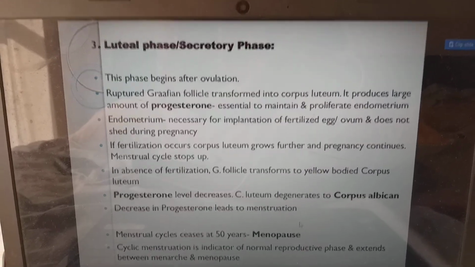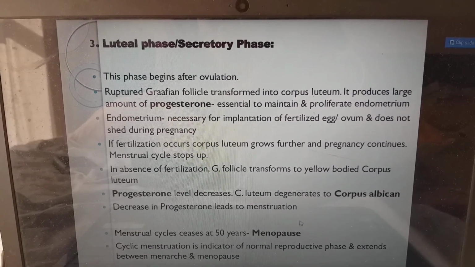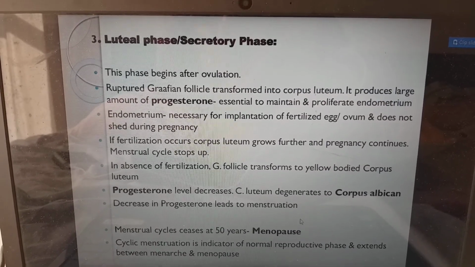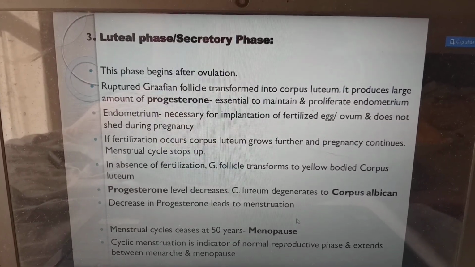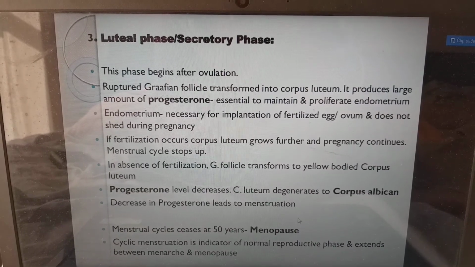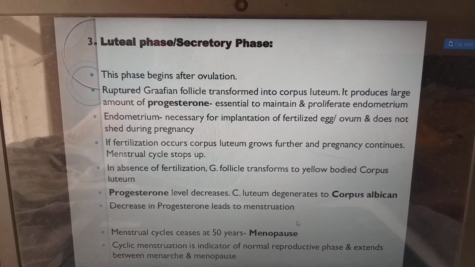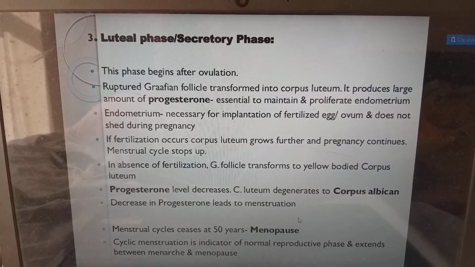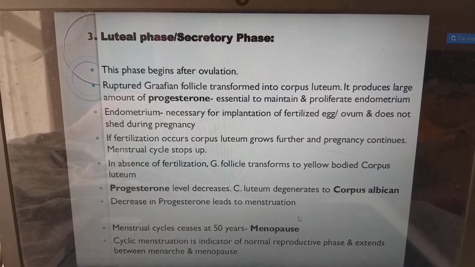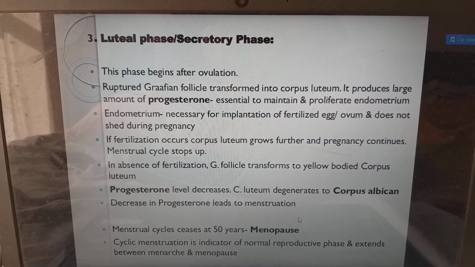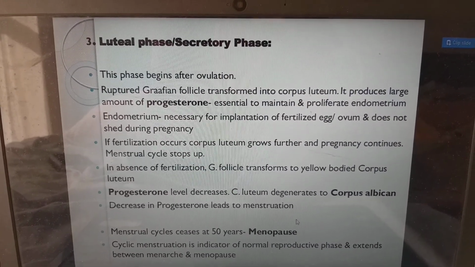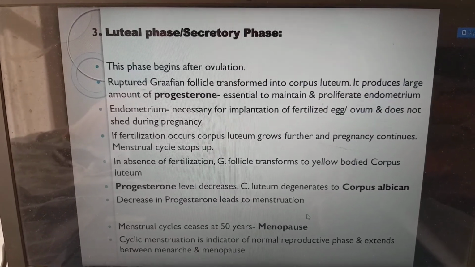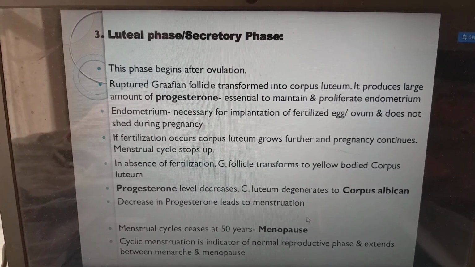In the absence of fertilization, the Graafian follicle is transformed into a yellow body, which we call the corpus luteum. The progesterone level decreases, and the corpus luteum degenerates into the corpus albicans. Decreasing progesterone levels lead to menstruation. The menstrual cycle ceases at around 50 years, which we call menopause. So cyclic menstruation is the indicator of the normal reproductive phase and extends between menarche and menopause, nothing but the starting of menstruation and the ending of menstruation.